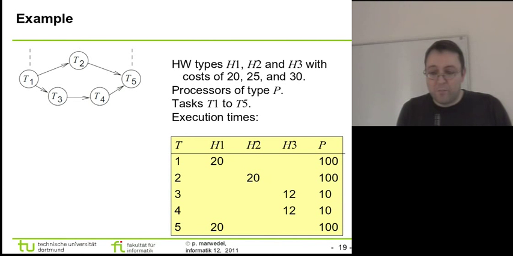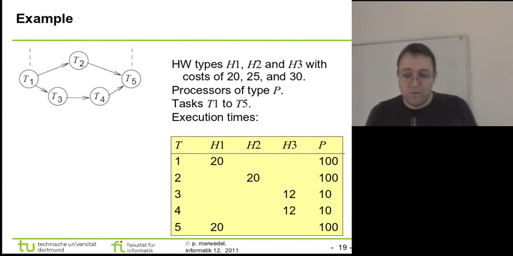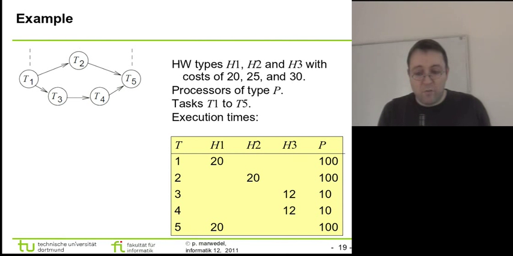Now let's look at an example for the cool algorithm. So we start off with a system consisting of hardware types H1 to H3 with costs of 20, 25 and 30 respectively. And we have processors of type P. And we have 5 tasks with the execution times we see in the table below.